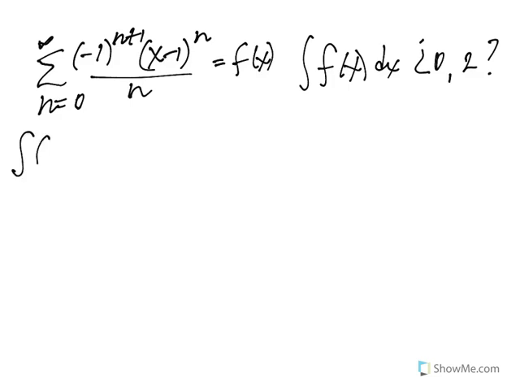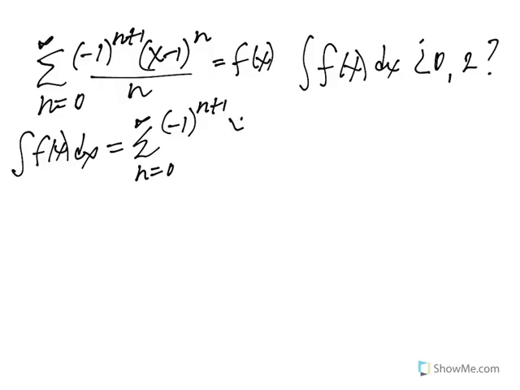And so now I'm going to integrate f of x dx. So here's what I got. I got the sum from n equals 0 to infinity, negative 1 to the n plus 1. That part stays the same because it doesn't have an x in it. I integrate x minus 1 to the n. That gives me x minus 1 to the n plus 1 all over n plus 1 times the n that was originally down there, plus c.